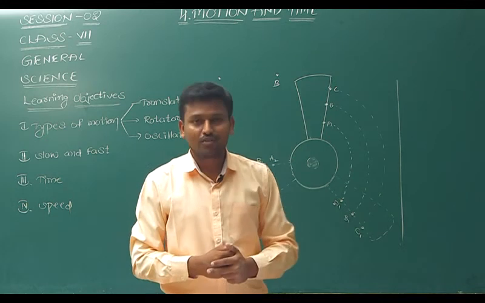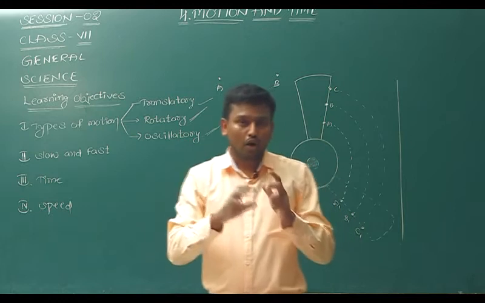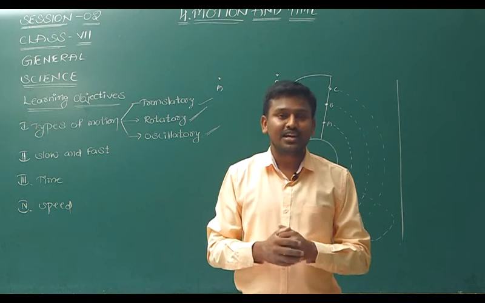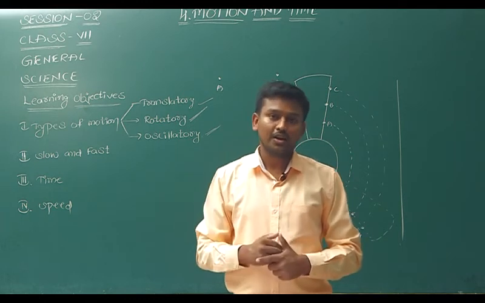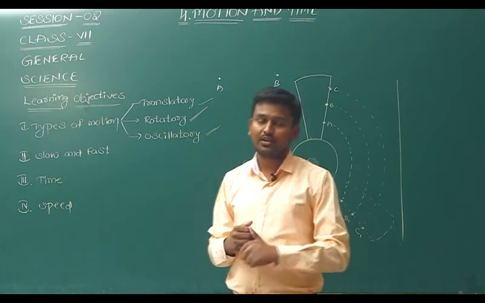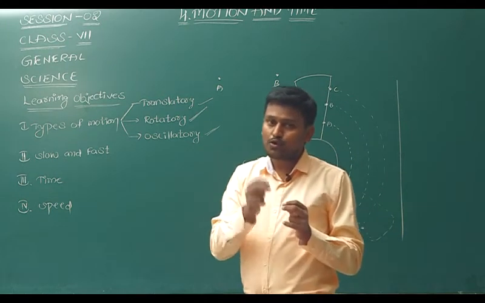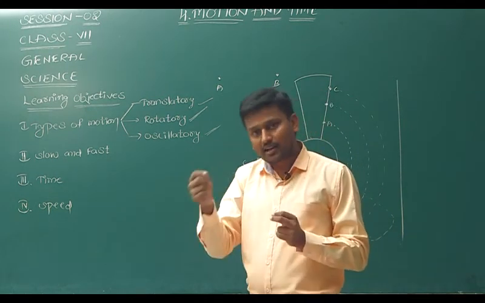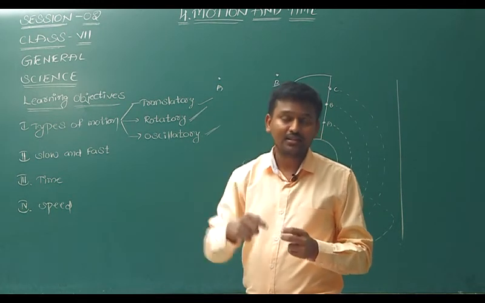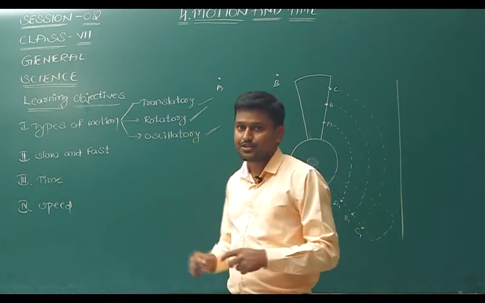So let us recall what we have learnt in this class. First, we have seen translatory motions. If all the particles of a body move along a straight or curved path, then we can say that the object is in translatory motion. And this translatory motion is also classified as rectilinear motion and curvilinear motion. Rectilinear motion means all the particles of a body move along a straight path. If all the particles of a body move along a curved path, then it is a curvilinear motion.